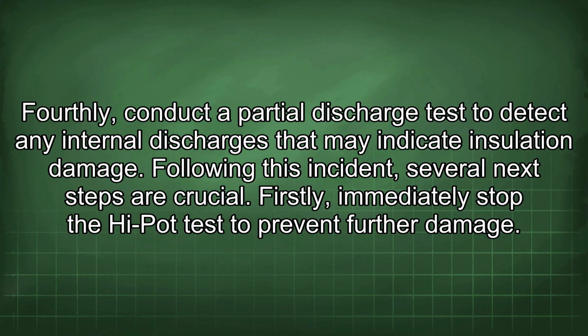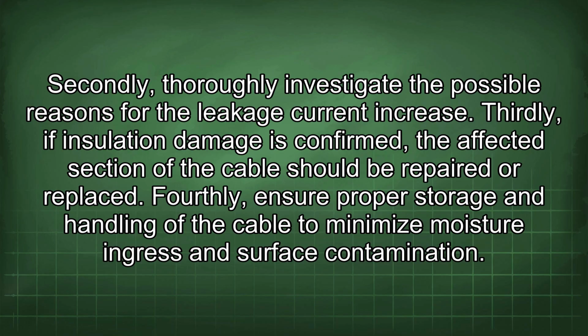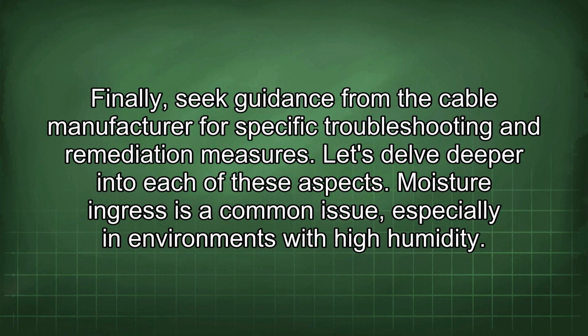Following this incident, several next steps are crucial. Firstly, immediately stop the high pot test to prevent further damage. Secondly, thoroughly investigate the possible reasons for the leakage current increase. Thirdly, if insulation damage is confirmed, the affected section of the cable should be repaired or replaced. Fourthly, ensure proper storage and handling of the cable to minimize moisture ingress and surface contamination. Finally, seek guidance from the cable manufacturer for specific troubleshooting and remediation measures.